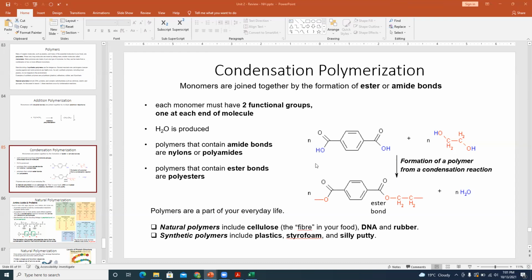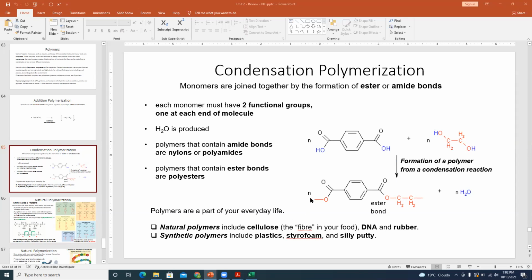So here, for example, the two functional groups in this monomer are the two hydroxy groups, the two OH groups here, and they form together with another molecule that has a similar functional group. And you can see you can lose the OH and the H from each end to produce a water, and that forms an ester bond right there.